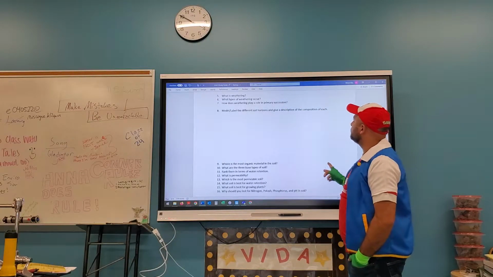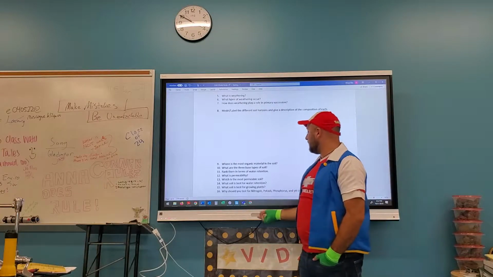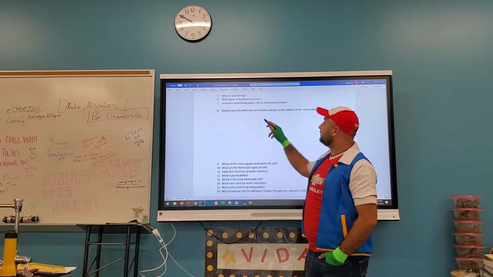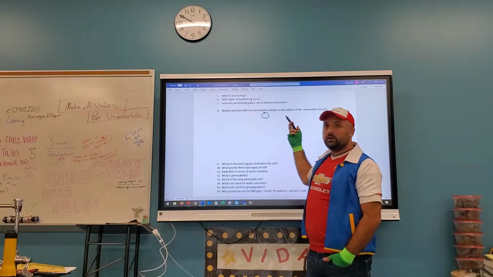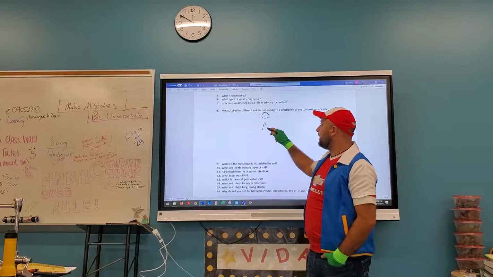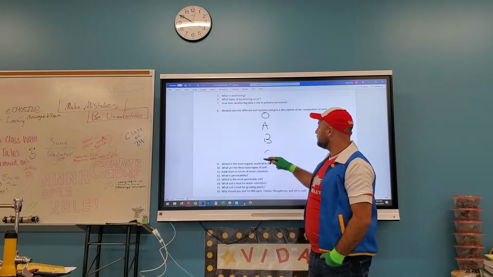Model and label the different soil horizons and give a description of the composition of each. So if we talk about our soil horizons, we have the O for the organic layer, or the 0 layer. And we have our A, we have our B, and we have our C.